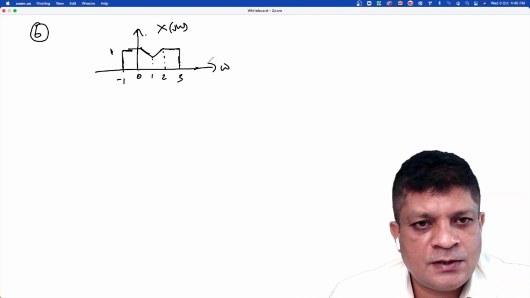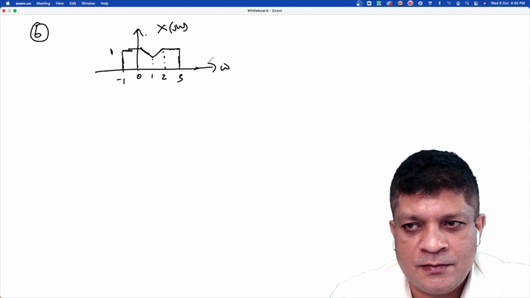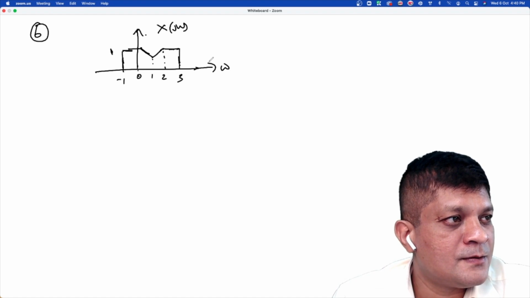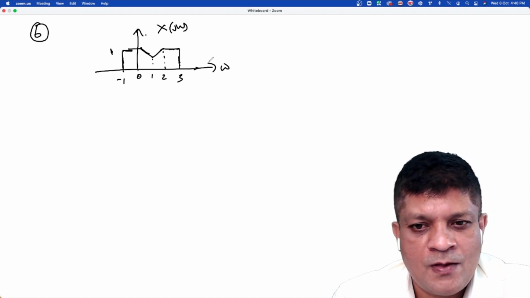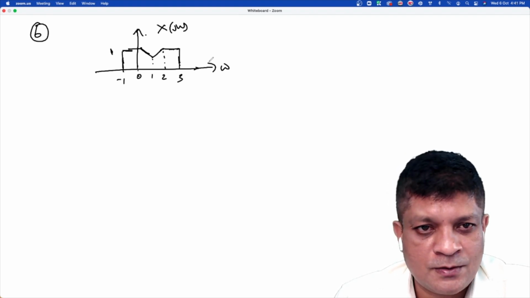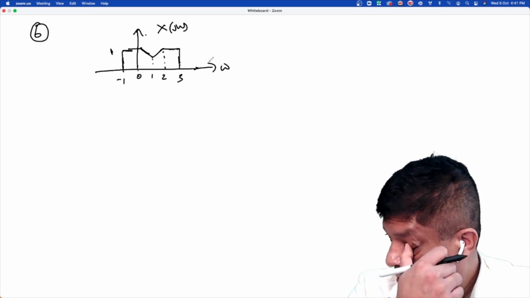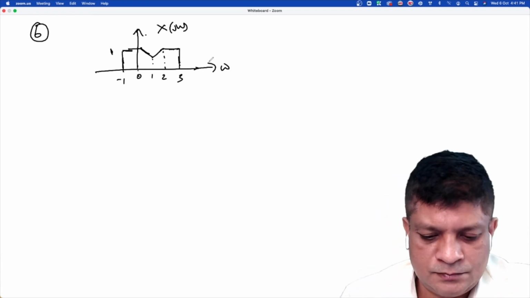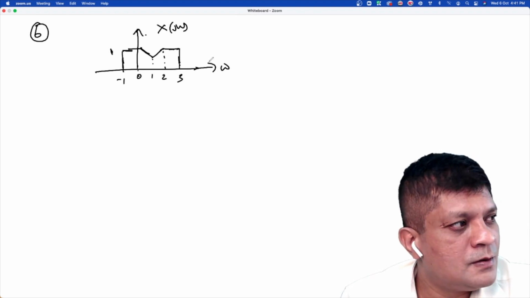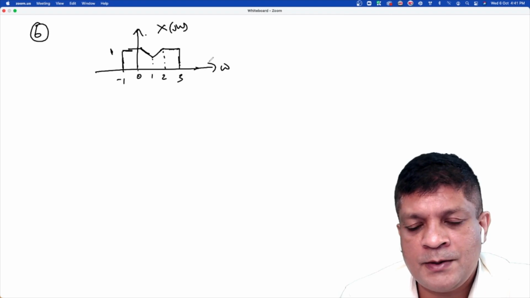If a signal is real and even, then its Fourier transform is real and even. Is it the property? If a signal is real and odd, its Fourier transform is what? Odd and imaginary. Purely imaginary and odd.